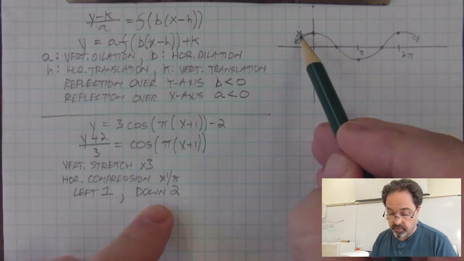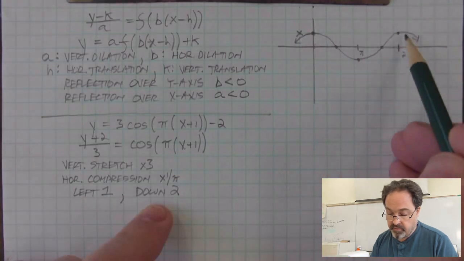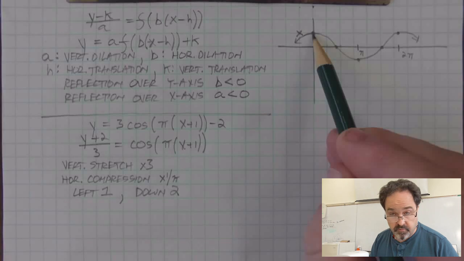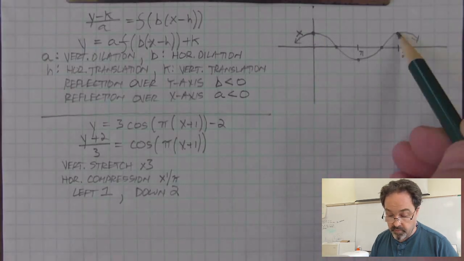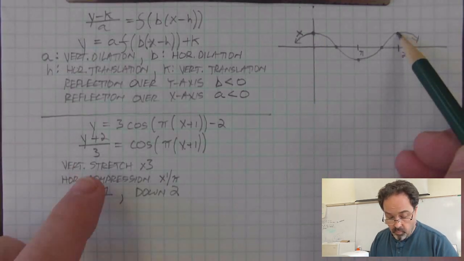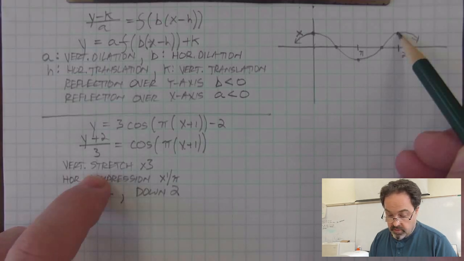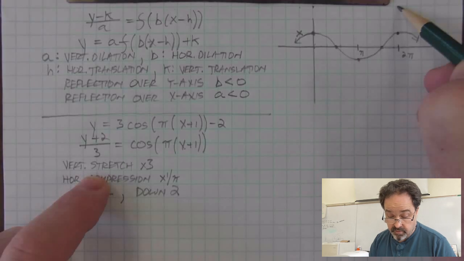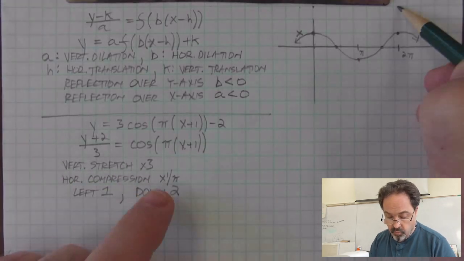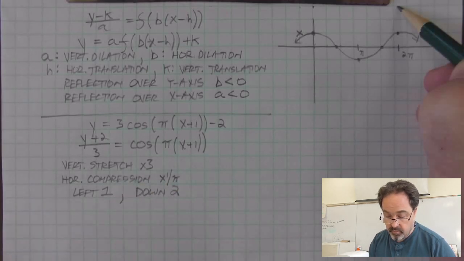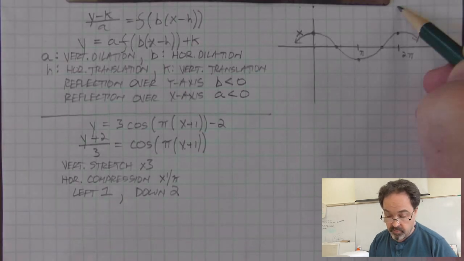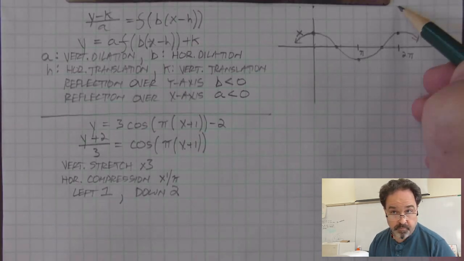The next point that I'm going to transform is the point that represents 1 period after the first one that I started with. Where does this point go? Well, we do our dilations first. A vertical stretch means that this vertical distance of 1 is going to be 3 again. But now the horizontal compression of factor pi means that I'm going to multiply this distance by 1 over pi so that it has a new horizontal location.